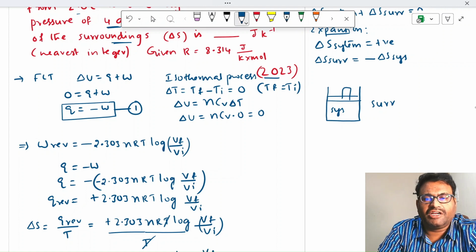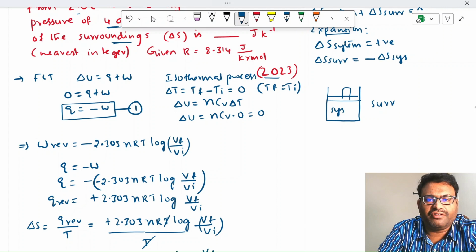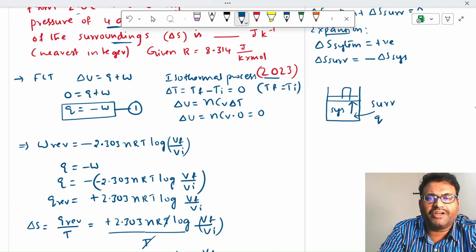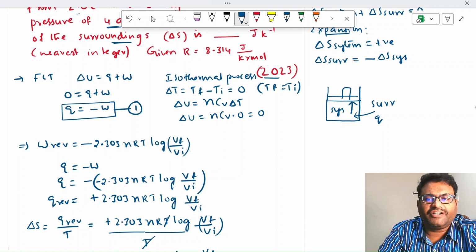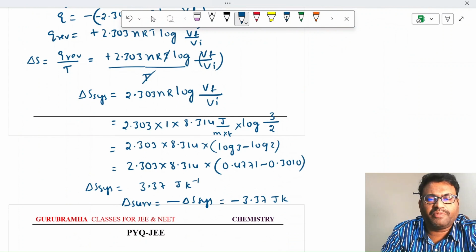And this is the wall which is allowing the flow of heat. Right? So it is doing work, it is expanding. When it is expanding, it is absorbing some Q from the surrounding. So when it is absorbing some heat energy from the surrounding, heat energy of the surrounding decreases. When the heat energy of the surrounding decreases, automatically its entropy decreases. That is the reason why we got entropy of the surrounding as minus 3.37.